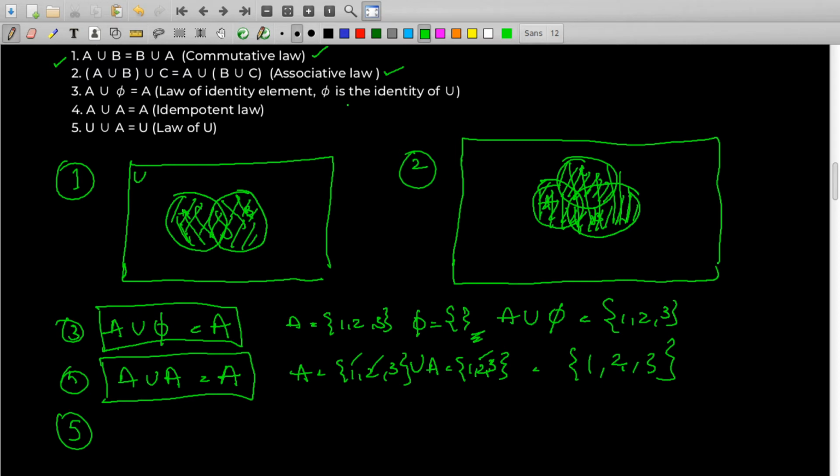We have names for all these laws actually. I'm not focusing more on the names.